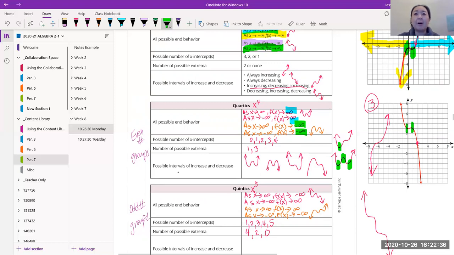And then possible intervals of increase and decrease. I didn't want to write down increase, decrease, increase, decrease, so here it is. Okay, follow along with me. It's going to be decrease, increase, decrease, increase. It could be like that, or it could be increase, decrease, increase, decrease.